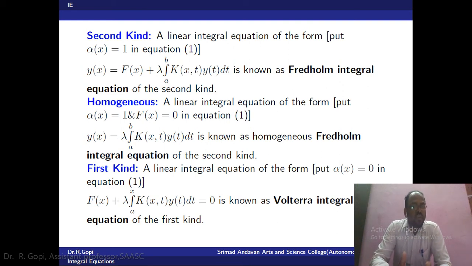So what is the difference between the Volterra integral equation and the Fredholm integral equation? The Fredholm integral equation contains integration where both a and b are constants. The Volterra integral equation has a as a constant and b as a variable. So this is the difference between the Volterra integral equation and the Fredholm integral equation.